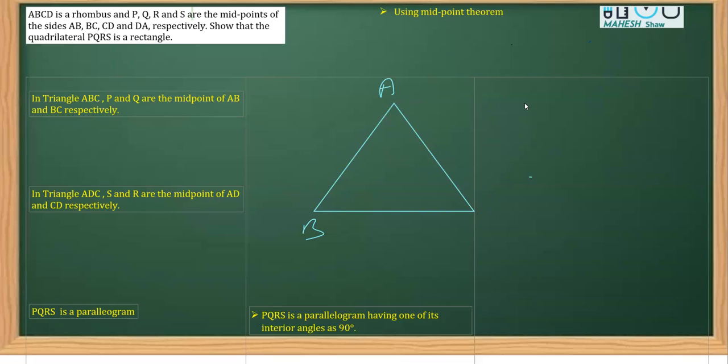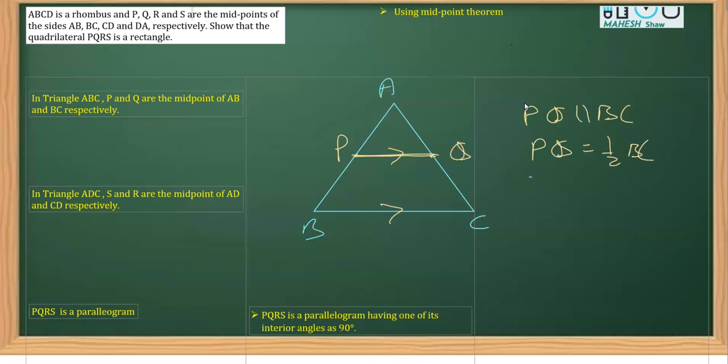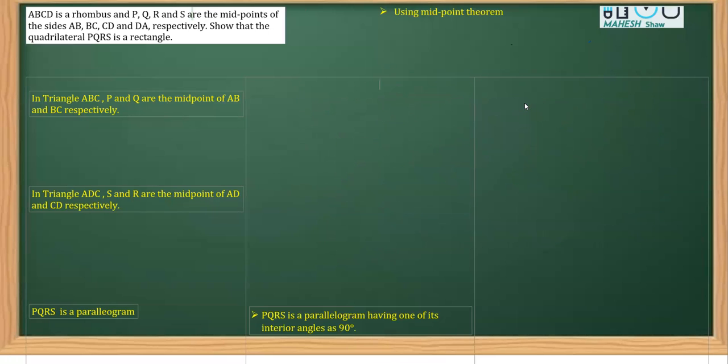In a triangle, if we join the midpoints of two sides, let's say P being the midpoint of one side, Q being the midpoint of the other, that is AC, and if you join this line, then this line PQ will be parallel to the third side, that is BC. PQ will be parallel to BC, and the length of PQ will be half of BC. So this is the property on which this question is based. Now let's proceed with the question.